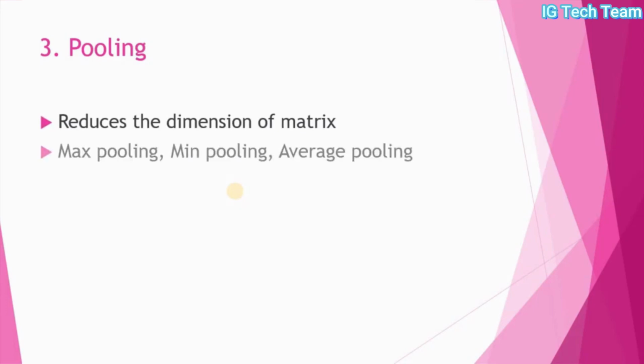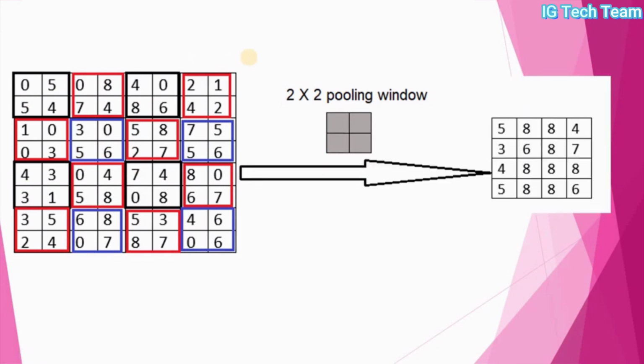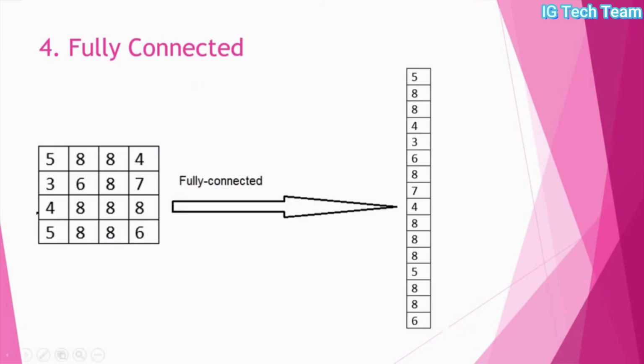Next, we have the pooling layer which does nothing more than reducing the dimension of the matrix. We can have max, min, and average pooling. If we take max pooling, then just pick the maximum value from each pooling window. That's it, you can compare the output by yourself. Finally, we have the fully connected layer, where we reshape our matrix into one dimension which will be treated as input to the neural network.